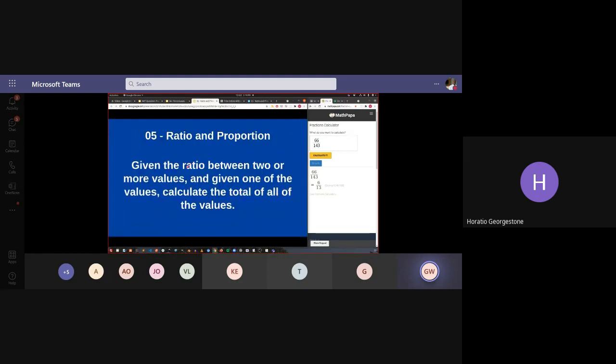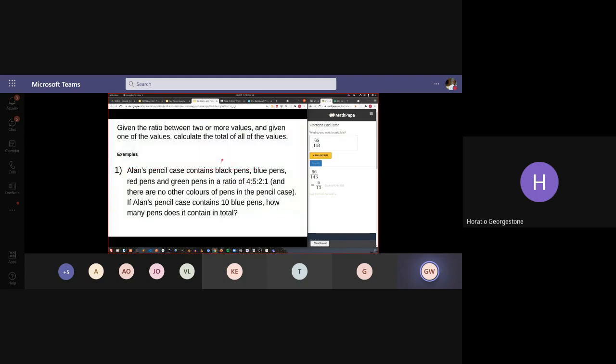Given the ratio between 2 or more values and given one of the values, calculate the total of all the values. So this is similar but different. So Alan's pencil case contains black pens, blue pens, red pens, and green pens in a ratio of 4 to 5 to 2 to 1, and there are no other colors of pens. If Alan's pencil case contains 10 blue pens, how many pens does it contain in total?